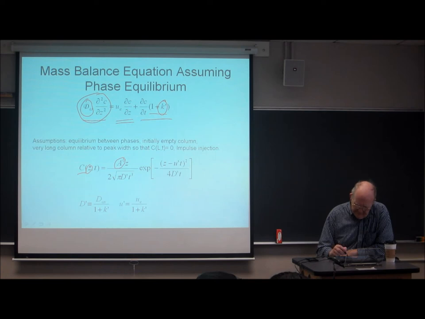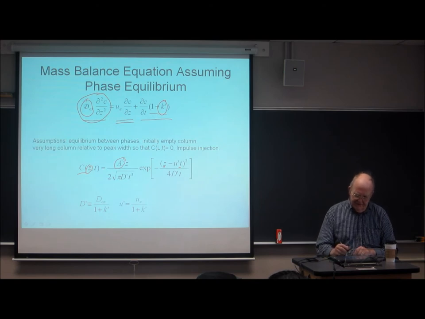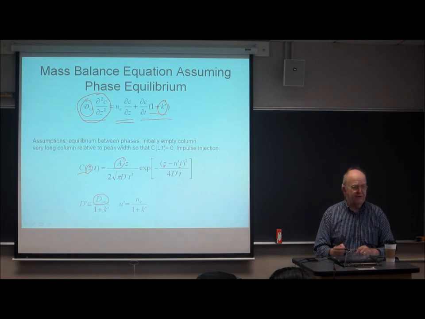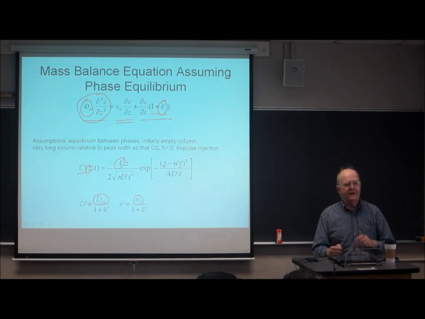Z is distance along the column. T is time from the injection point. D prime is this axial dispersion coefficient divided by 1 plus K prime. U prime works out to be the interstitial velocity divided by 1 plus K prime.